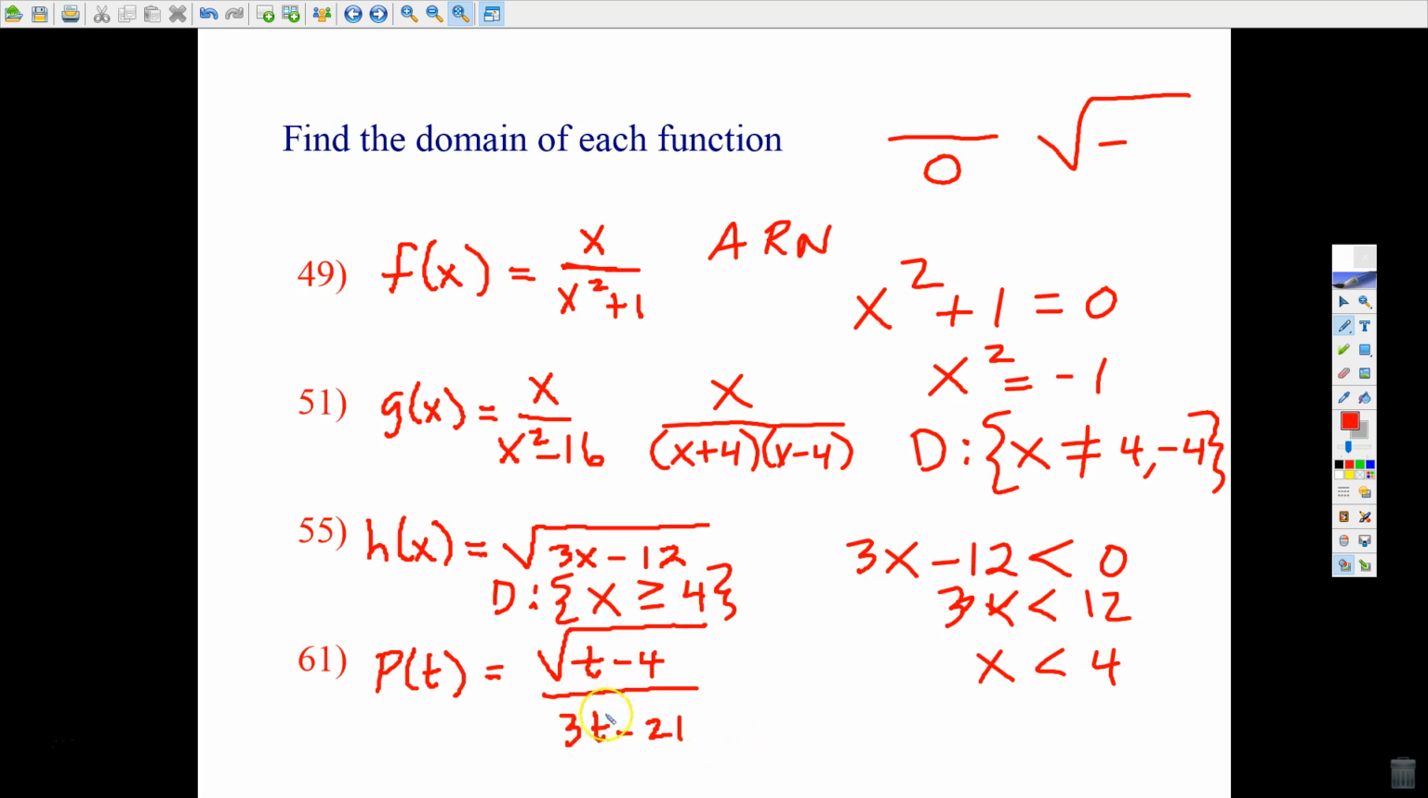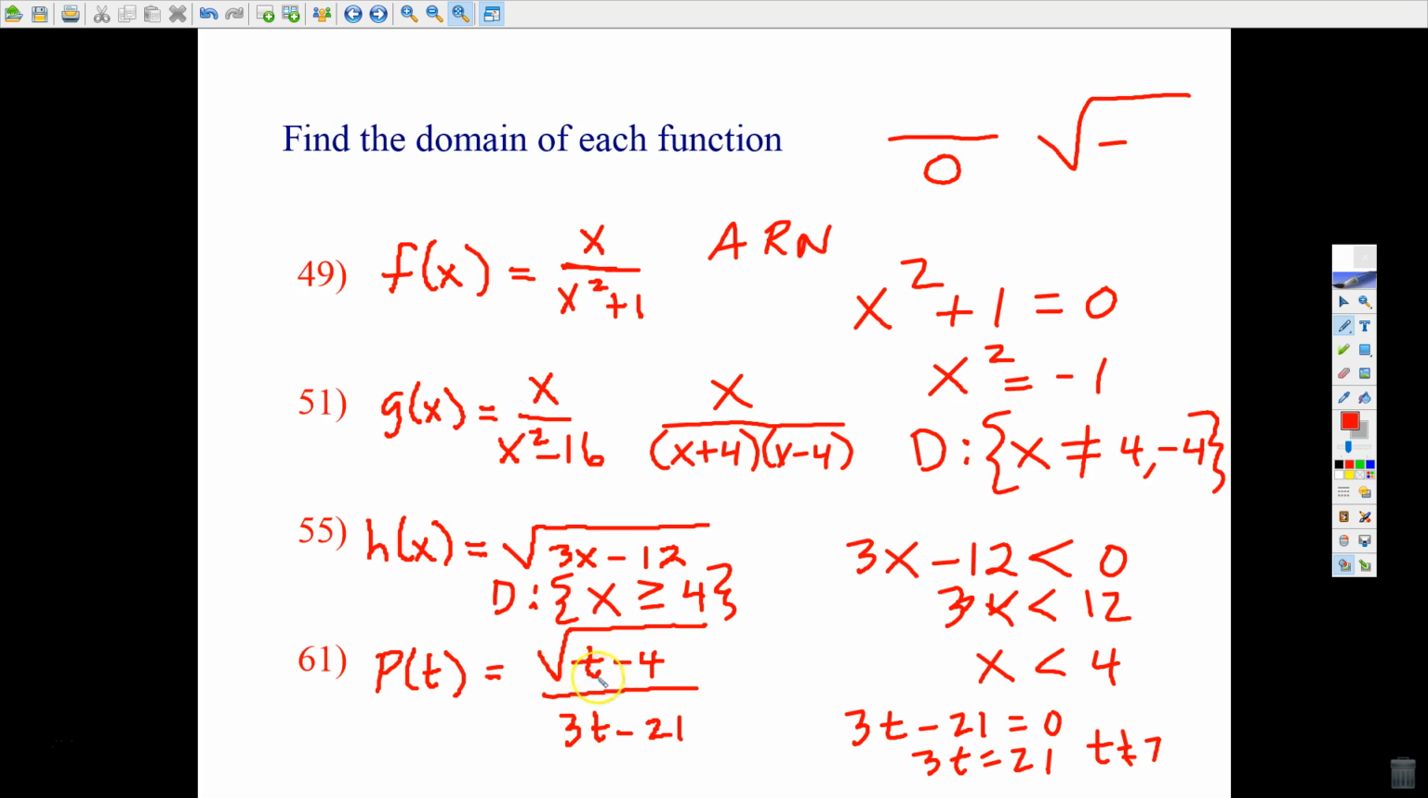Okay, what are we trying to avoid on 61? Really 2 things. Okay, so let's start with the denominator. What would make this denominator 0? Well, if you're not sure, set it equal to 0 and solve it. So we definitely cannot let t be 7 because that creates 0 in the denominator. So that's off limits.